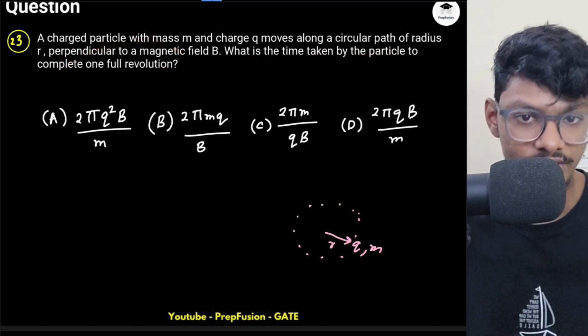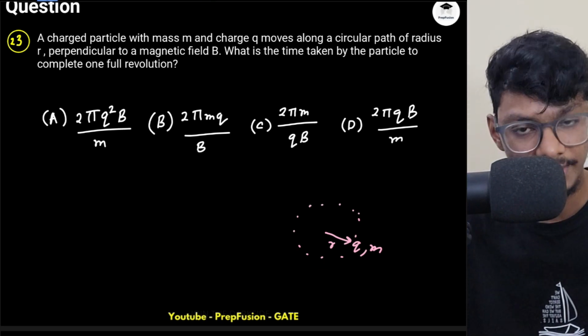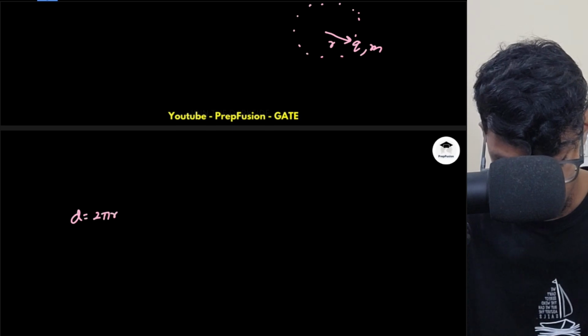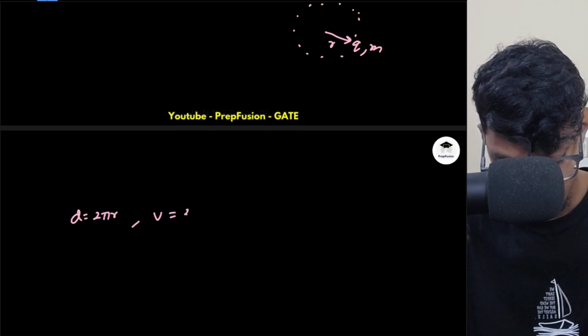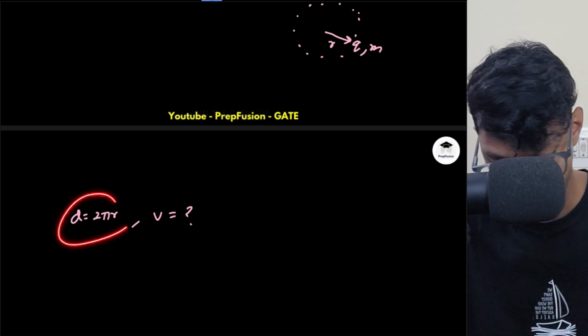So how does it complete one full revolution? What is the distance that the particle needs to cover? The particle needs to cover a total distance of 2 pi r. And what is the velocity? They haven't told me the velocity. Only this much information I have.